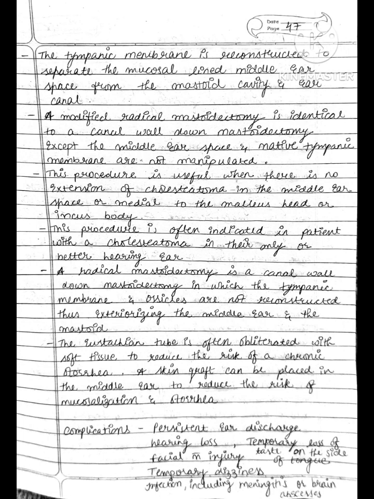A canal wall down mastoidectomy includes a complete mastoidectomy, in addition to removal of the posterior and superior osseous external auditory canal. The tympanic membrane is reconstructed to separate the mucosal lined middle ear space from the mastoid cavity and ear canal. A modified radical mastoidectomy is identical to a canal wall down mastoidectomy, except the middle ear space and native tympanic membrane are not manipulated.